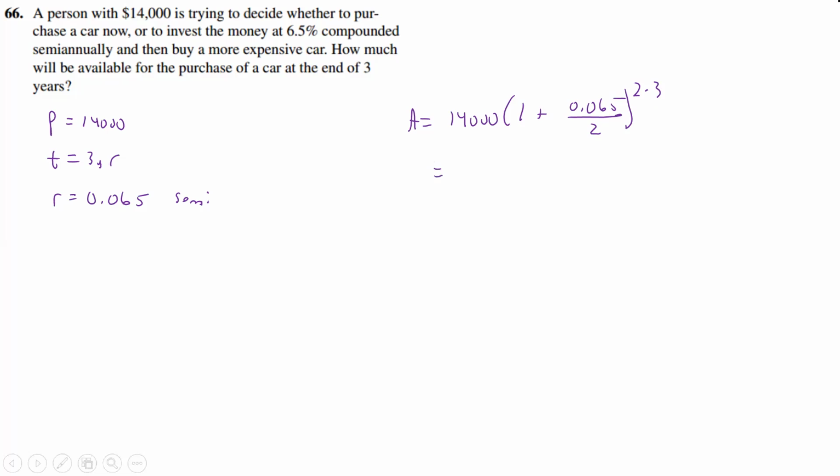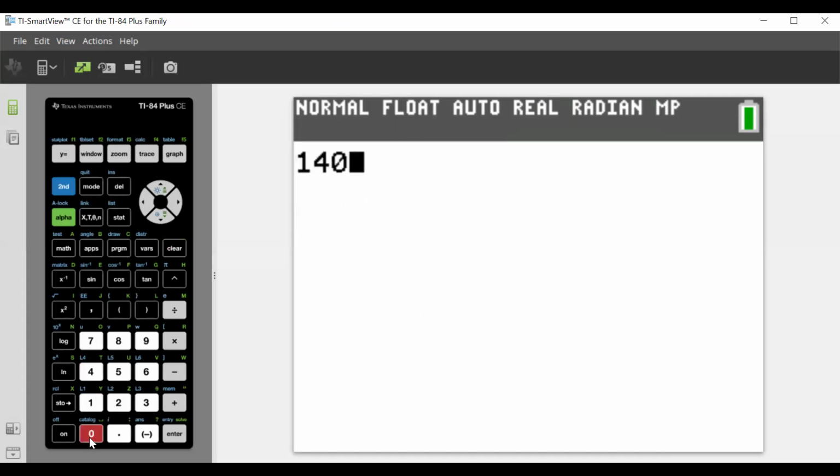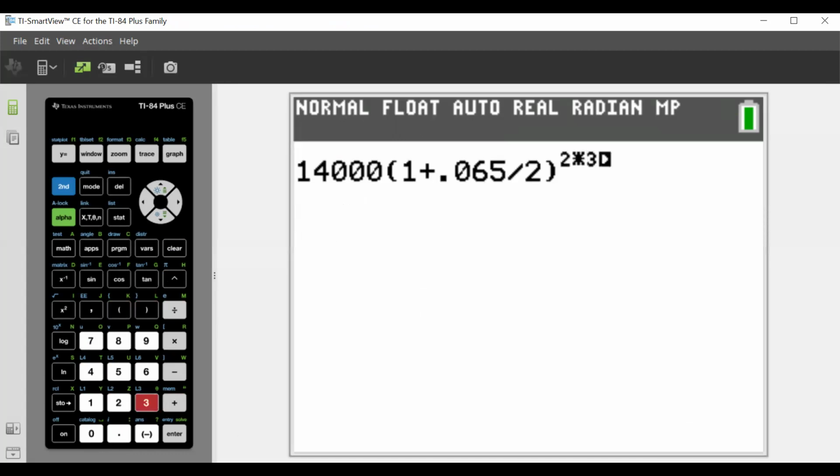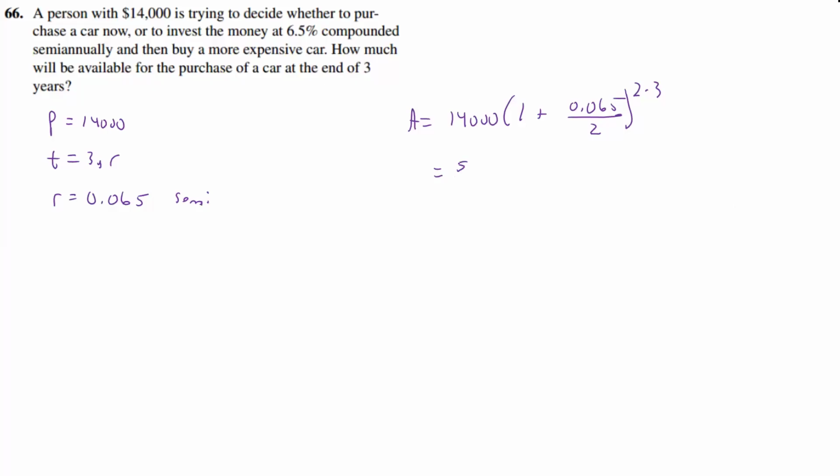We get, clear that. So we had 14,000 times 1 plus 0.065 divided by 2 raised to the power 2 times 3. Now it looks like everything's good there. So $16,963.66. So that's how much they would have for purchase of a car in 3 years from now.